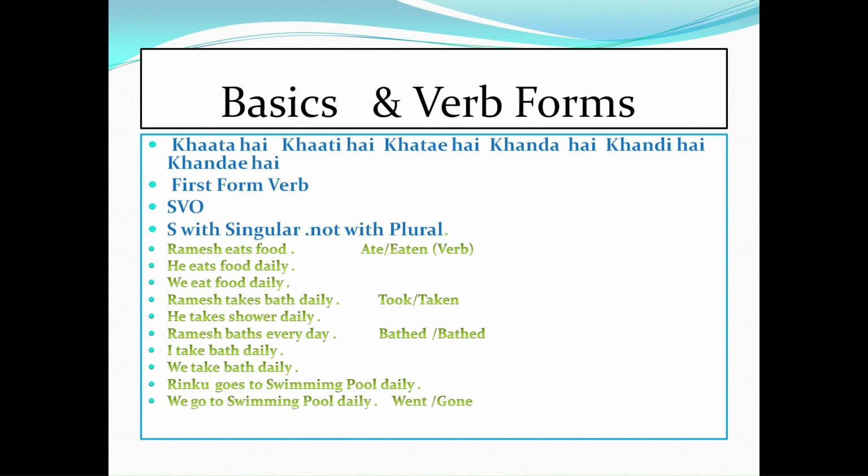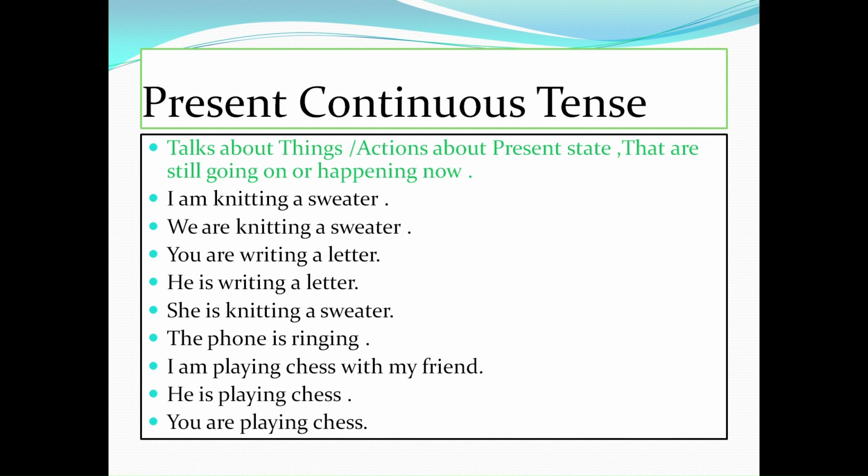Now I am going to present the present continuous tense. Present continuous tense talks about things, actions, about the present state, that are still going on or happening now. Here also I have given certain examples to make you understand better about the present continuous tense. For example, I am knitting a sweater. मैं एक स्वेटर बुन रहा हूँ. We are knitting a sweater. हम स्वेटर बुन रहे हैं.